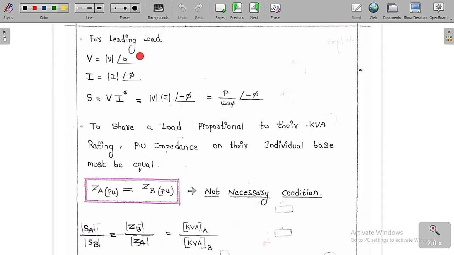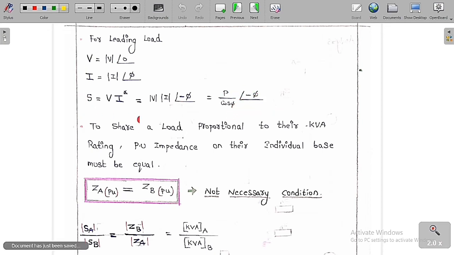For a leading load, what is going to happen? Suppose I take the voltage across the load as reference, V is equal to mod V at an angle of 0, then the current is going to lead the voltage. So I is equal to mod I at an angle of phi. Then what is the complex power? V I conjugate. V is mod V at an angle 0, I is mod I at an angle of phi, whole conjugate. So we are going to get mod V into mod I at an angle of minus phi. Mod V into mod I is simply P by cos phi, as I have already told you. So P by cos phi at an angle of minus phi.